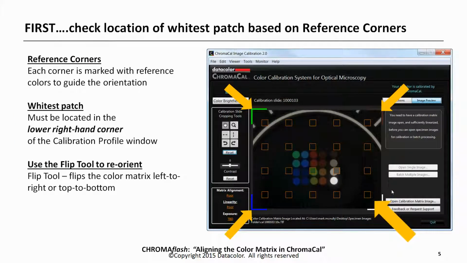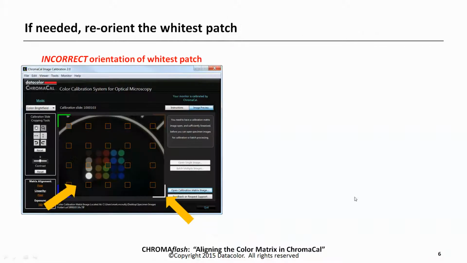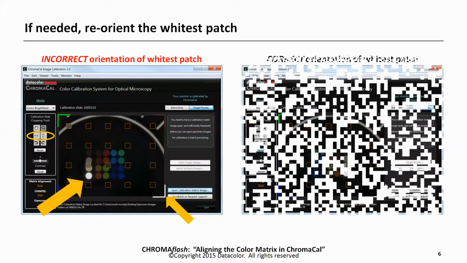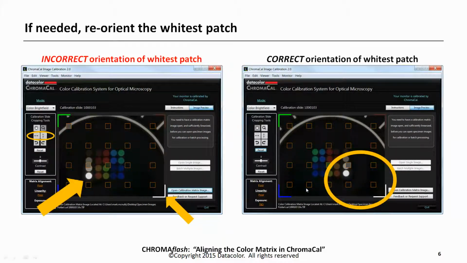To achieve this, first check the location of the whitest patch. Reference colors are provided in each corner as a visual reference to the patch location. As long as the whitest patch is located in the lower right-hand corner, you are good to go to the next step. If the whitest patch requires reorientation, use the flip tools. Once the whitest patch is properly oriented, you are ready to go to the next step.